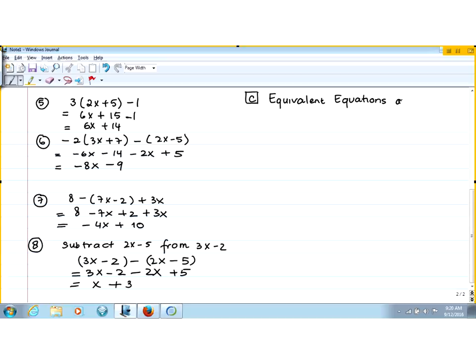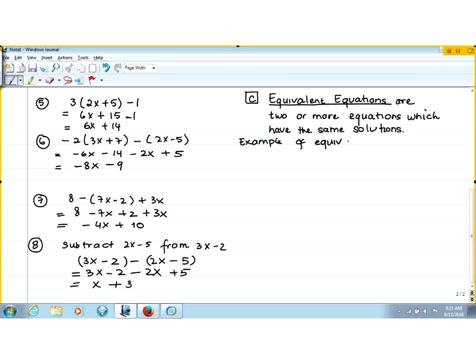Okay. What do you think equivalent equations are? Yes, are two or more equations which have the same solution. Okay, correct. So to give you an example of equivalent equations.